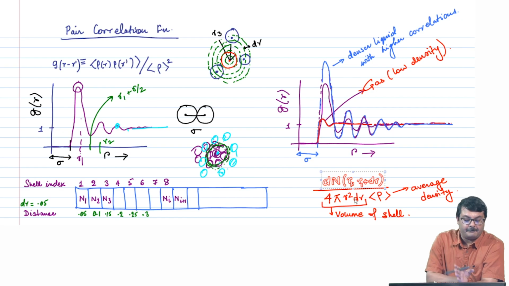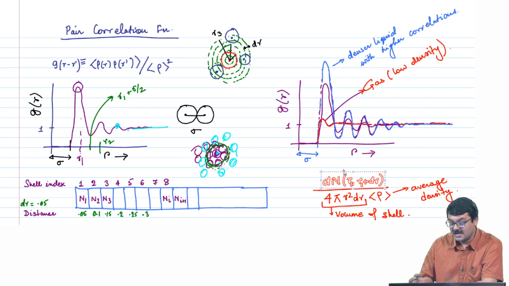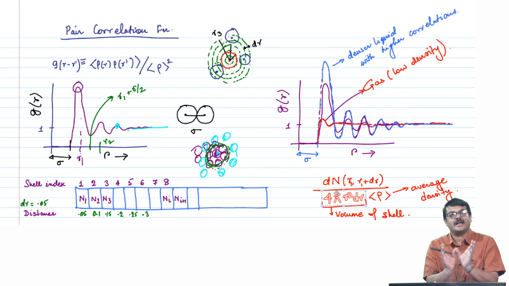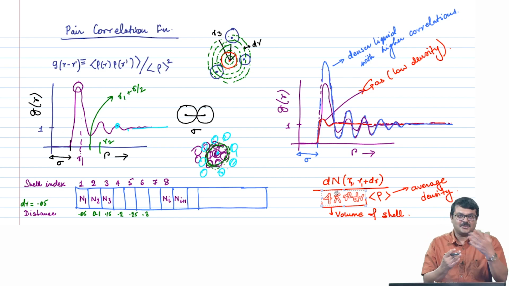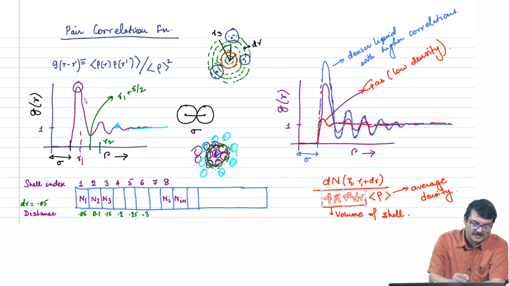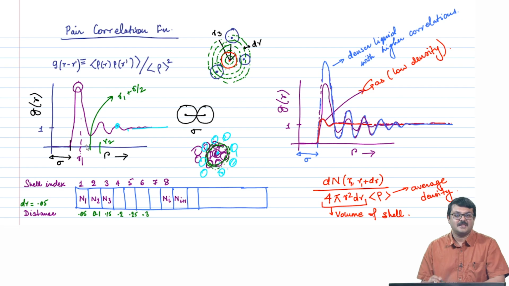So, to normalize it, to compare across distances, you normalize this dn, which is the number of particles between r1 and r1 plus dr, by the volume of the shell, right, because you are calculating what is the density of particles at a distance r. That is what the pair correlation function is giving you. What is the average number of particles? If you integrate over the volume of the shell, you will get the total number of particles which is within the shell at a distance r1.